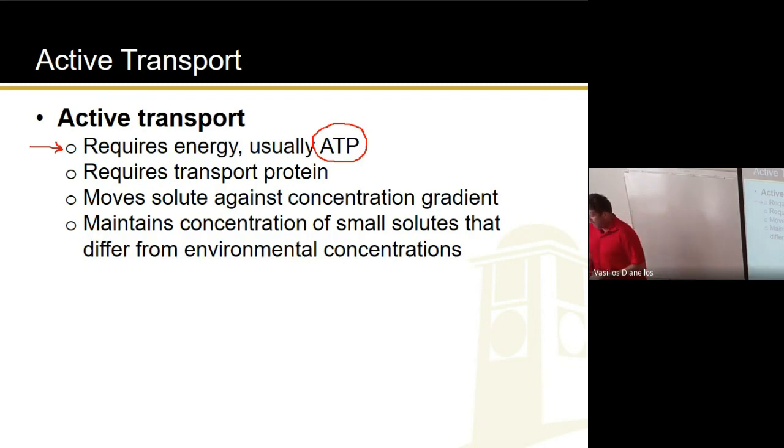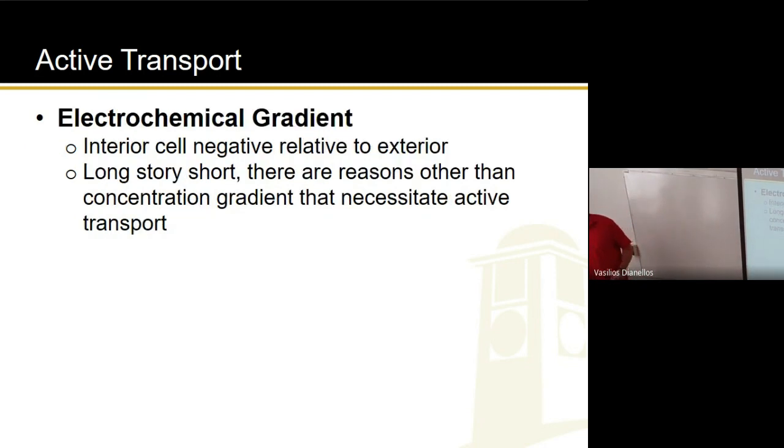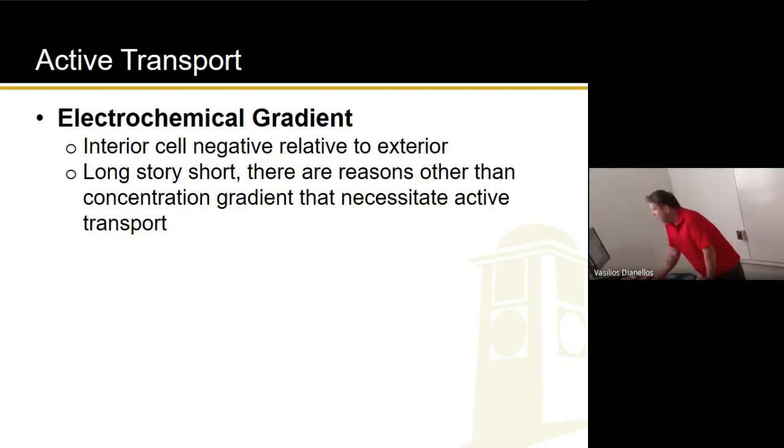Anyway, let's talk about it. The electrochemical gradient. I'm more interested in the chemical gradient in a sense, but your old textbook, the one I used to use, was a little bit easier. It didn't dive into the differences between the electrical and the chemical, but we'll go ahead and talk about it. The interior of the cell is technically negative relative to the exterior, generally speaking. So long story short, there are reasons other than the concentration gradient that necessitate active transport.